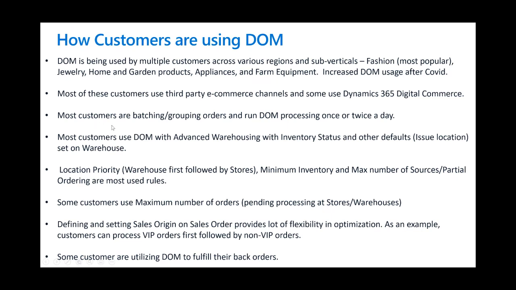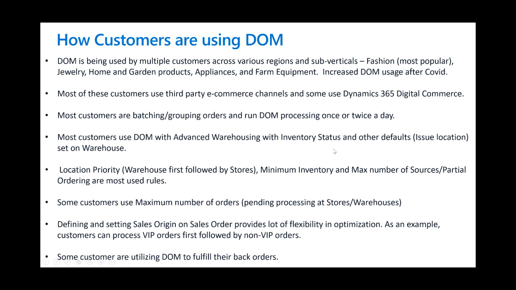Okay. Most customers are batching and grouping orders and run DOM twice a day. That's one of the recommendations also, that don't run DOM every 10 or 15 minutes. You can run it 2 or 3 times a day, but check with the business what their needs are and you can run accordingly. And most of the customers are using DOM with advanced warehousing with inventory status as a default value. The default is being available. Okay. And we also recommend that you specify a default issue location on the warehouses.